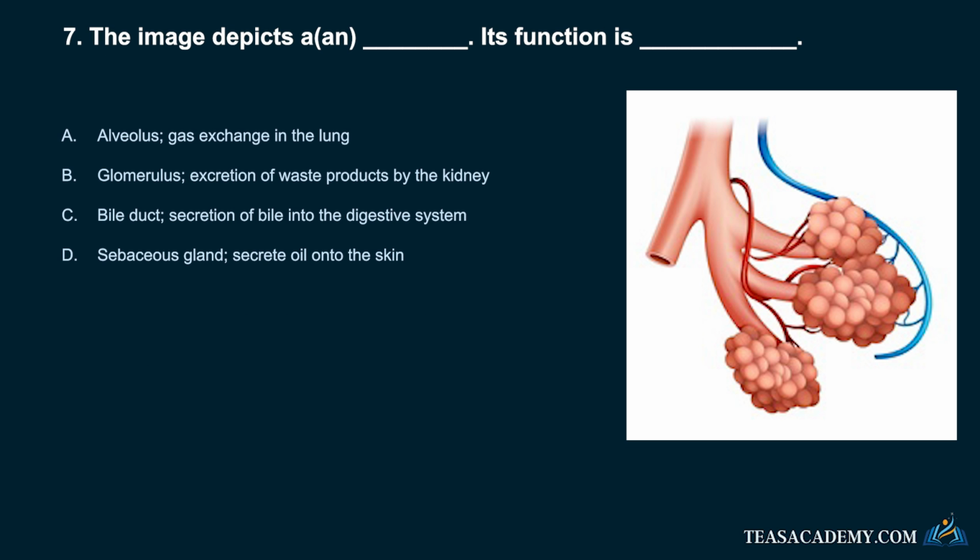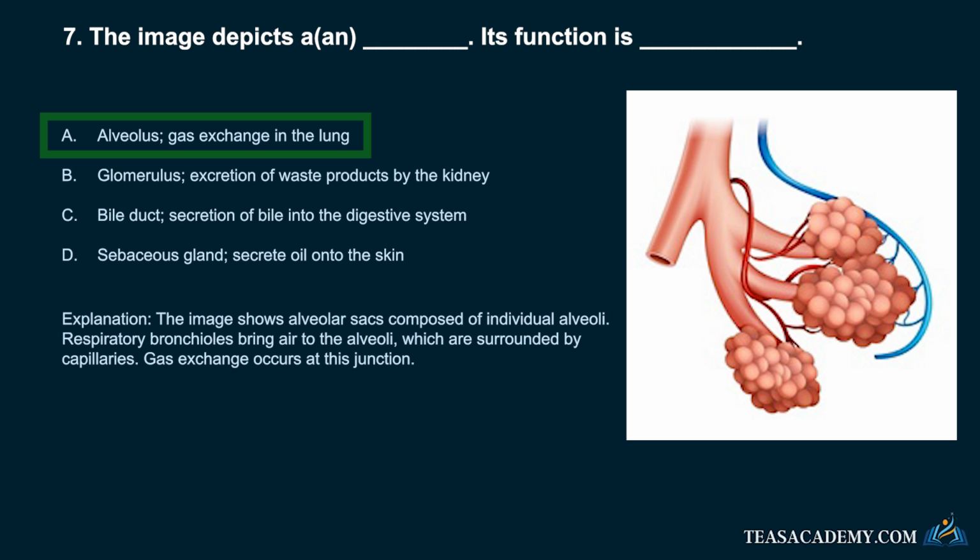7. The image depicts an underscore. Its function is underscore. A. Alveolus, gas exchange in the lung. B. Glomerulus, excretion of waste products by the kidney. C. Bile duct, secretion of bile into the digestive system. D. Sebaceous gland, secrete oil onto the skin. Correct answer, A. Alveolus, gas exchange in the lung.